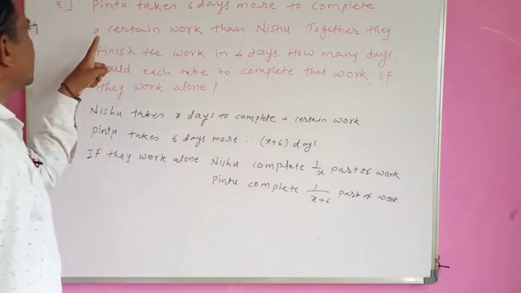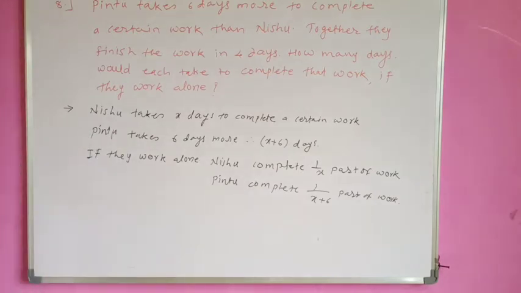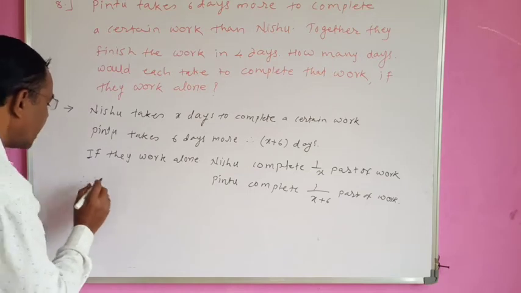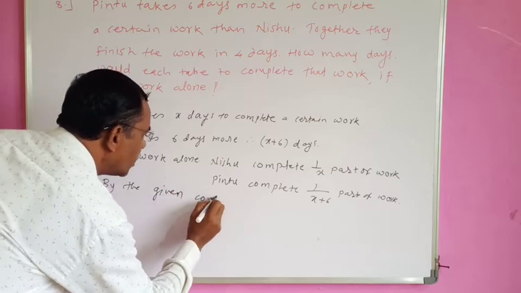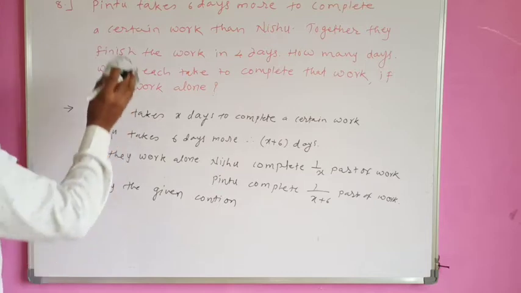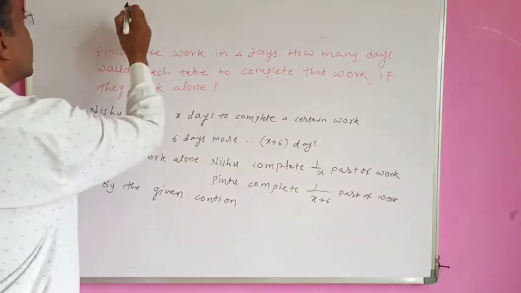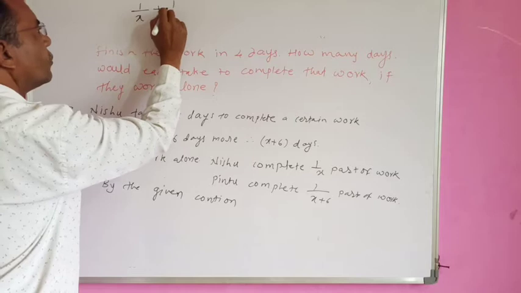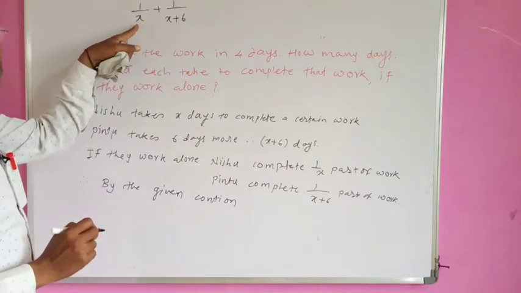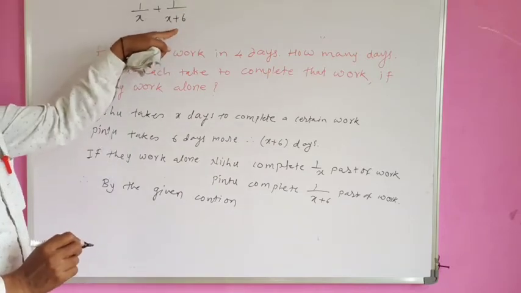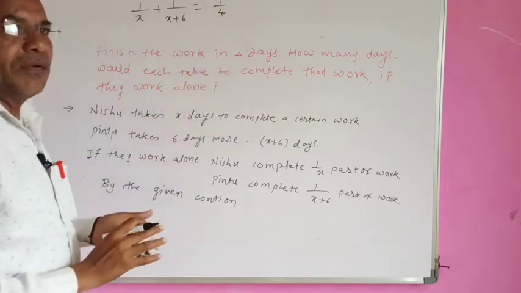Okay, now the condition is that together they finish the work in 4 days. By the given condition, we will write the parts here: 1 by x plus 1 by x plus 6. Together they complete the work. Here 1 by x is Nishu and 1 by x plus 6 is Pintu, and together they take 1 by 4.